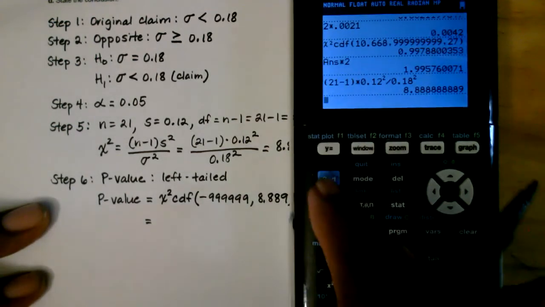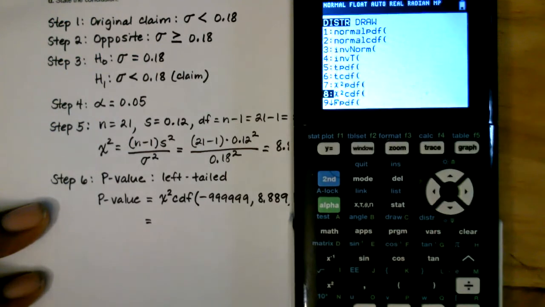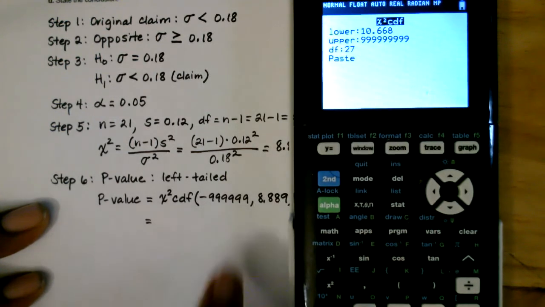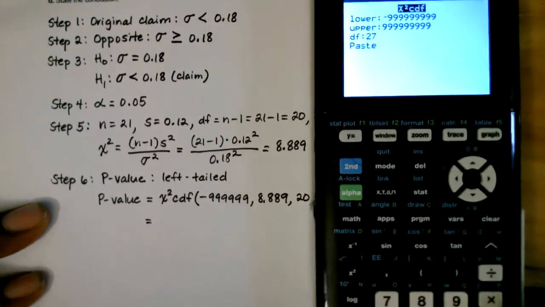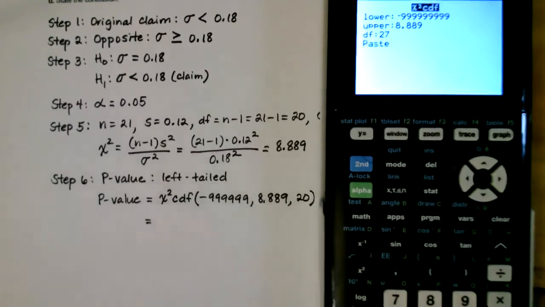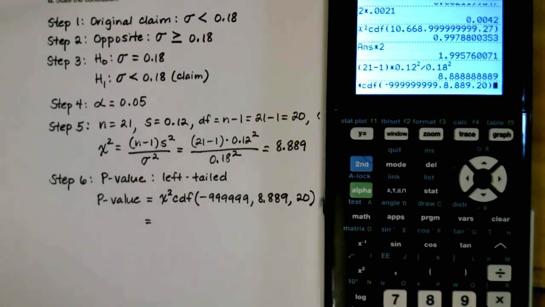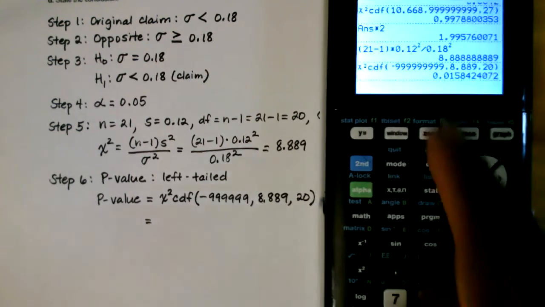Okay. So in this case here, we do second distribution, go down to chi-square CDF. The lower would be the negative with 6 9s or as many 9s as you want. Then enter. The upper limit is that test statistic of 8.889. Degrees of freedom, that'd be 20. Hit enter 3 times. This is going to be your p-value.